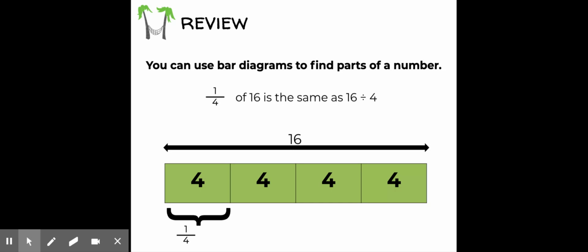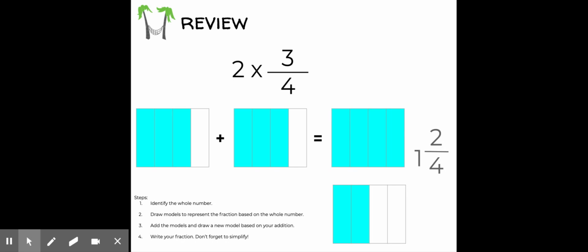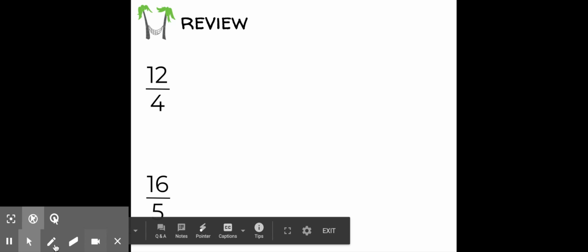I'd like to review a few things before we get started. We can use bar diagrams to find parts of numbers. We can also multiply a whole number by a fraction using repeated addition. And we've used models to show multiplication of whole numbers and fractions. I'd also like to review how we can change an improper fraction into a mixed number.